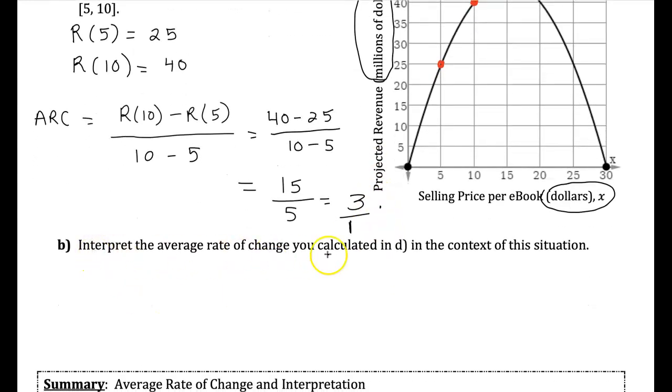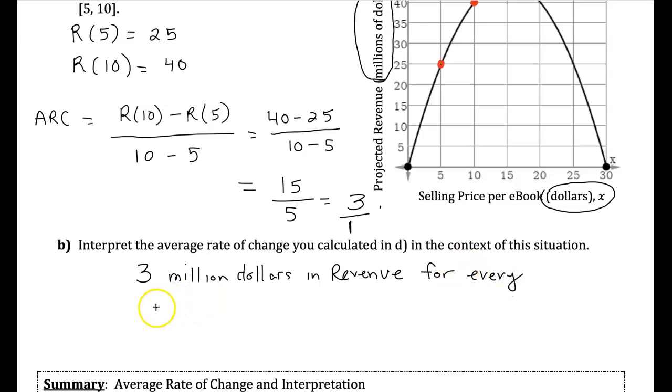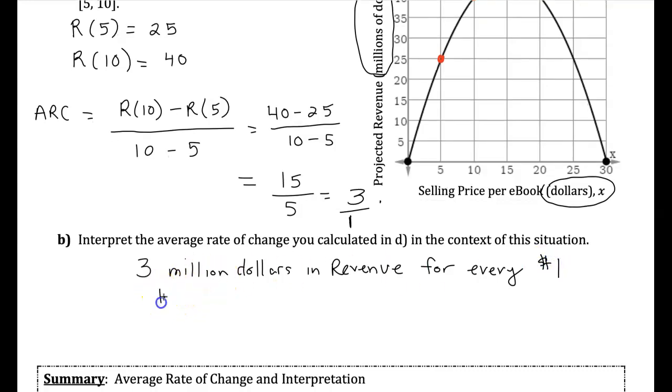So we're going to interpret this average rate of change. This is $3 million in revenue for every $1 that the selling price increases.